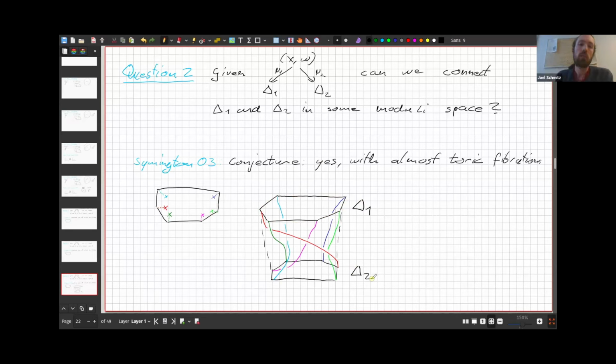So that's the goal. So the goal is, if I have two base diagrams of the same manifold, I want to find this braid that connects them. But it is not obvious how you should do it.